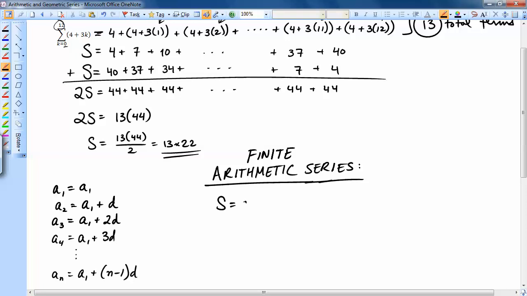So this one, finite arithmetic series, what I'm going to do is I'm going to write out the sum as a1 plus a2 plus dot dot dot plus an minus 1 plus an. So notice here there are n terms here. And then I'm going to write the same thing backwards.